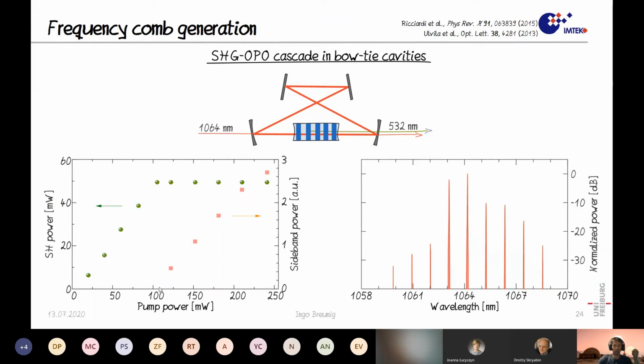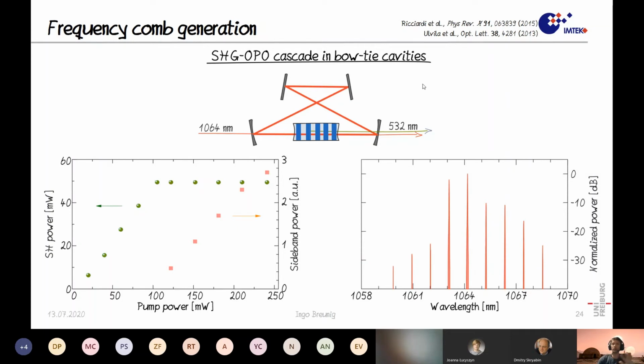And here you see that at this threshold point, the power in the sidebands increased linearly. And here you see the output spectrum on the right side that they really generated around the pump at 1064 nanometers. They generated these sidebands. So that was basically the first OPO driven by this second harmonic OPO cascade in a bow tie cavity.